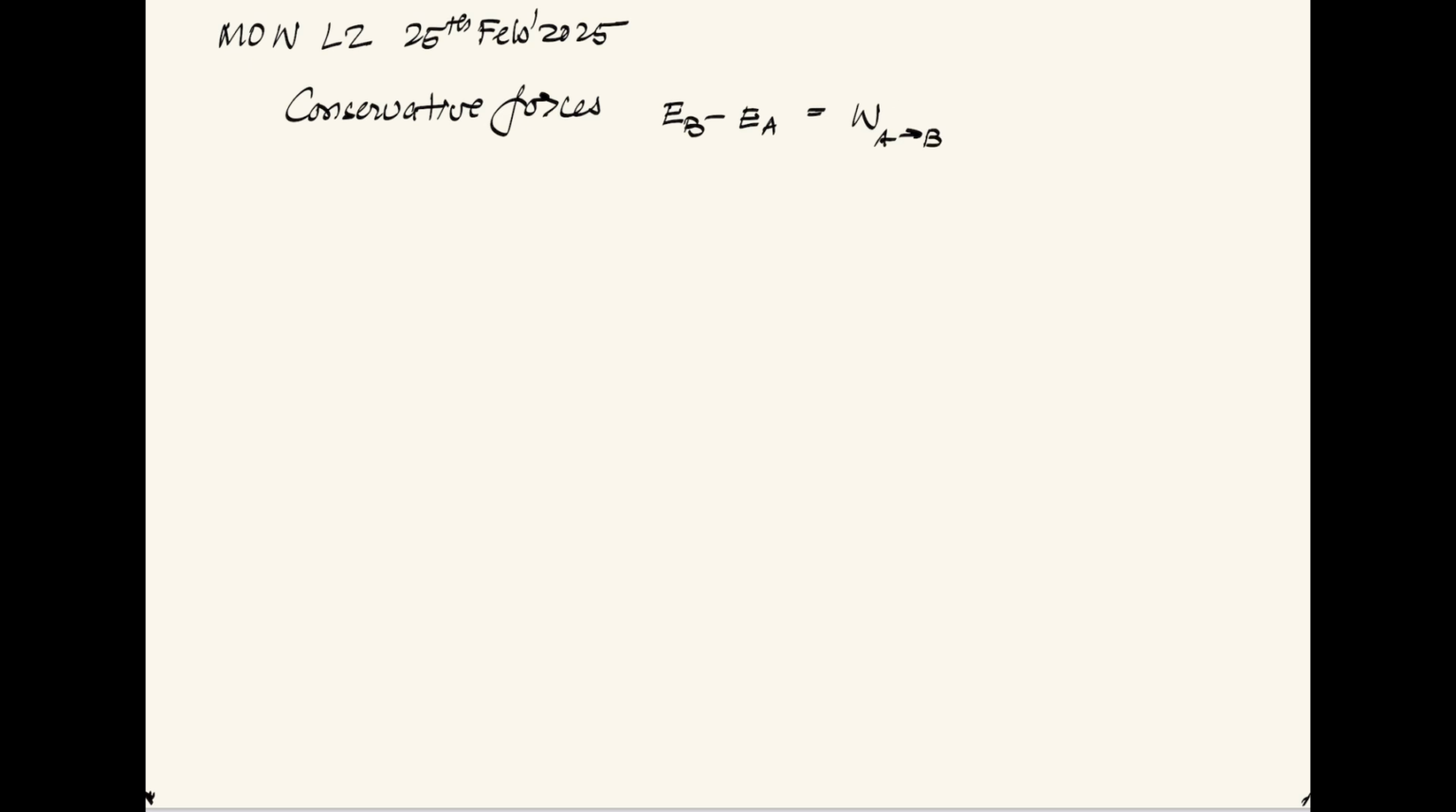As I go from A to B, if the non-conservative force vector is completely equal to 0 and there are only conservative forces present, then we find that EB minus EA is equal to 0, and that means that EB is equal to EA. So what it means is that conservative forces conserve the total mechanical energy. Careful. This is the total mechanical energy.